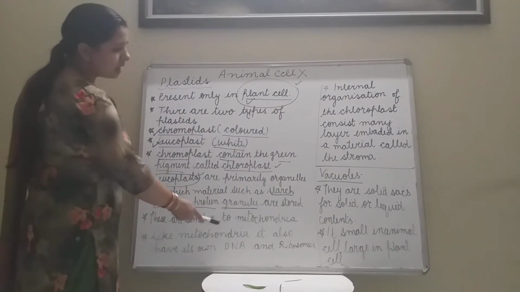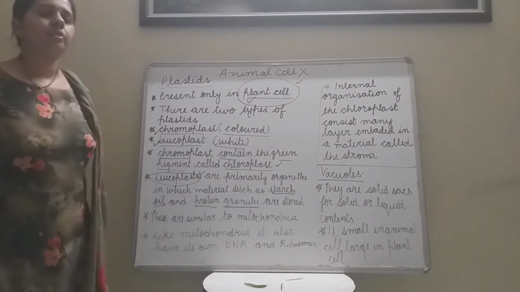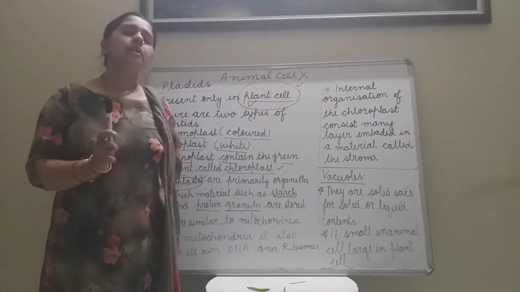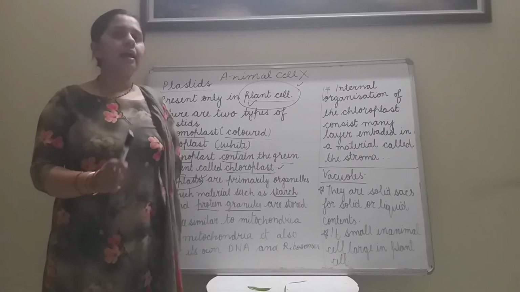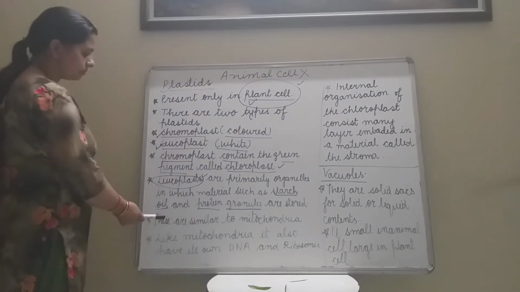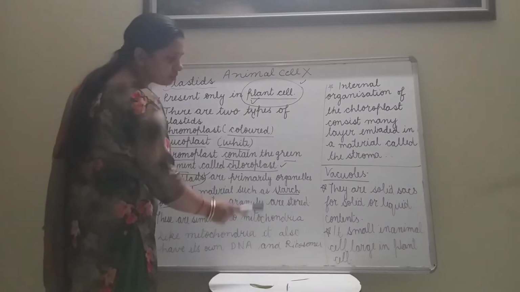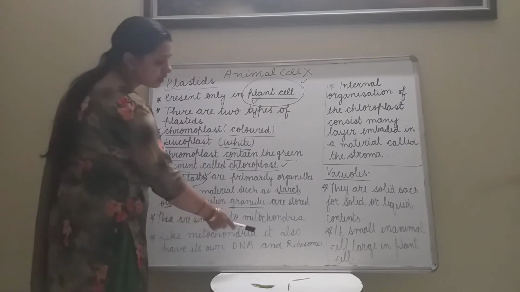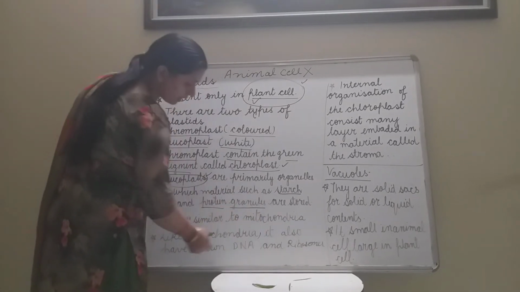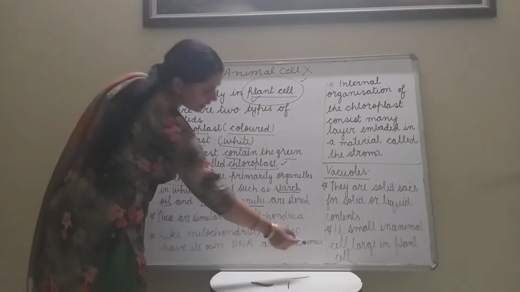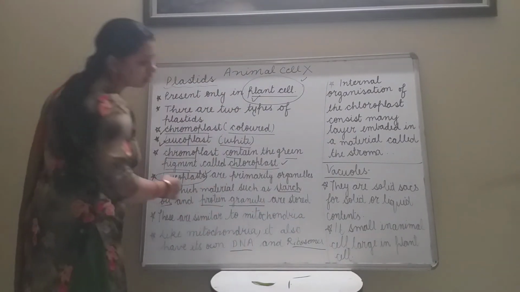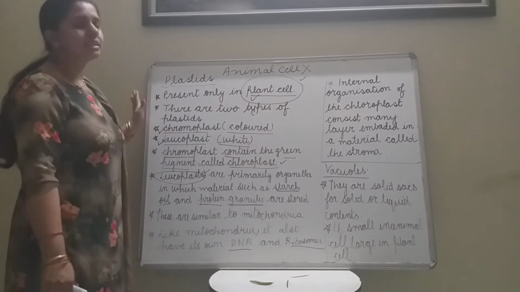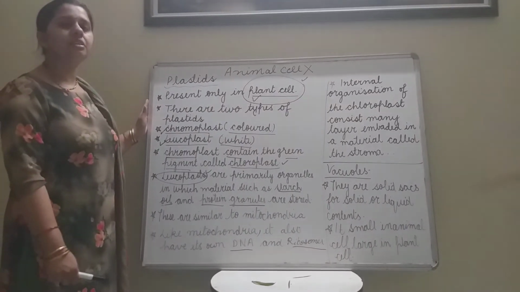These are similar to mitochondria. How? Yesterday I told you that mitochondria contain their own DNA and ribosomes. Like mitochondria, plastids also have their own DNA and ribosomes. I am explaining this again so you can revise this easily and learn with me.